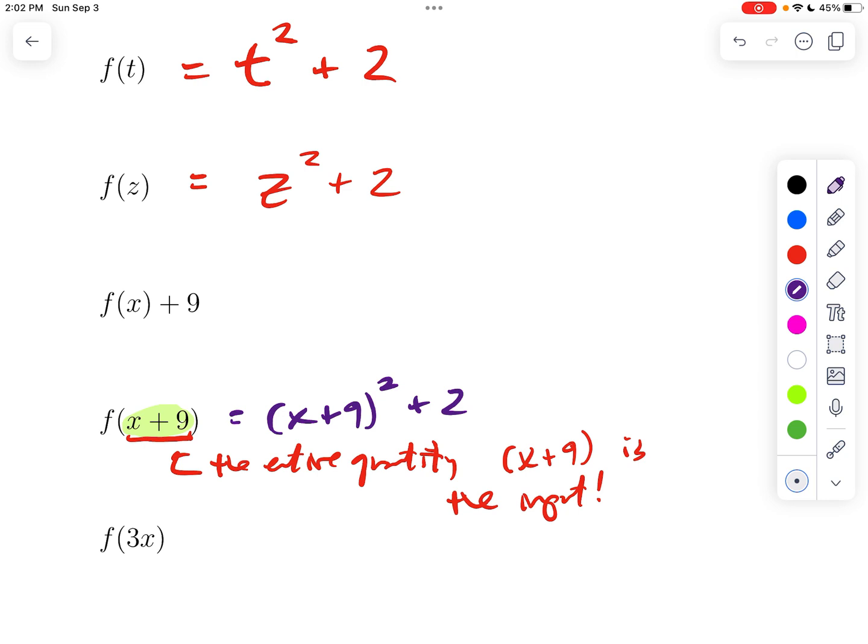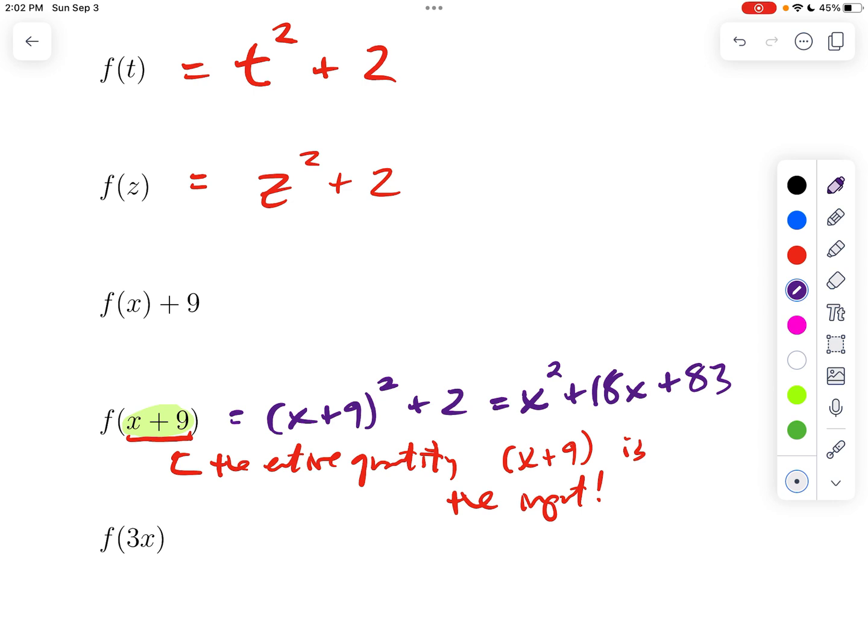That's what this means. Don't get so caught up on the x. The input for this example is the whole quantity x plus 9. Input squared plus 2. And if you did out the algebra here, I'm just going to do it instantly. I'm sure you could check like so.